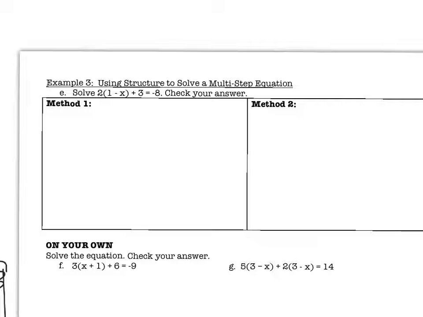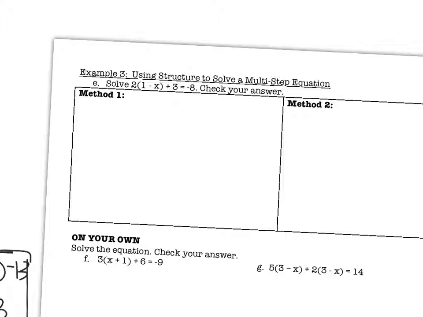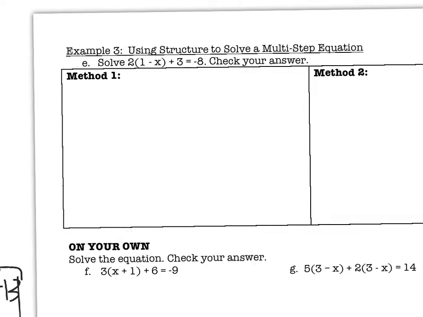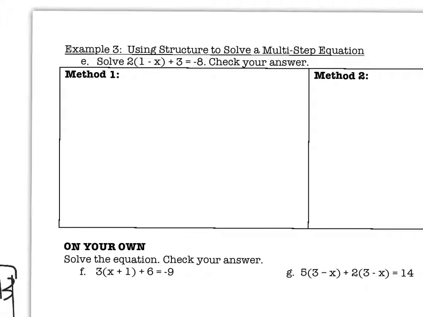All right, we're going to show you two ways to do one problem. So I'm going to rewrite the problem. We have 2 multiplied by (1 minus x) plus 3 is equal to -8. So we're still going to use the properties of doing the opposite of the order of operations.